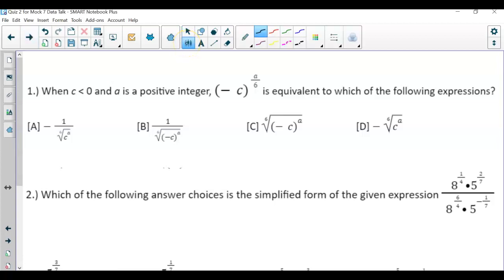Notice how in question number 1, you're given that C is less than 0, which is shown here as negative C all together in parentheses, and A is a positive integer. So this is showing that this is a positive exponent. With a positive exponent, I don't need to write the fraction like 1 over the radical, so I'm not going to choose A or B. Because the whole value, negative C, is inside the parentheses altogether, it needs to stay altogether inside the parentheses. So that's why the answer is C and not B.